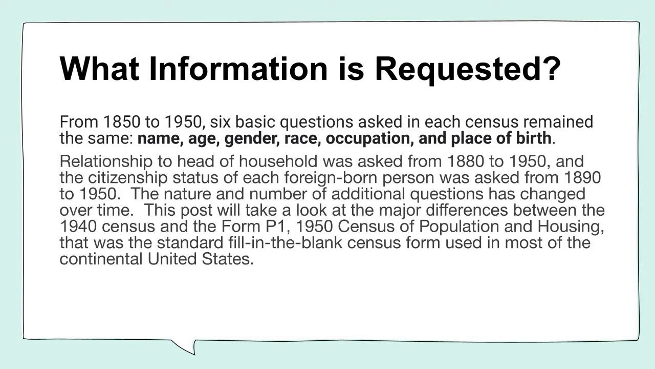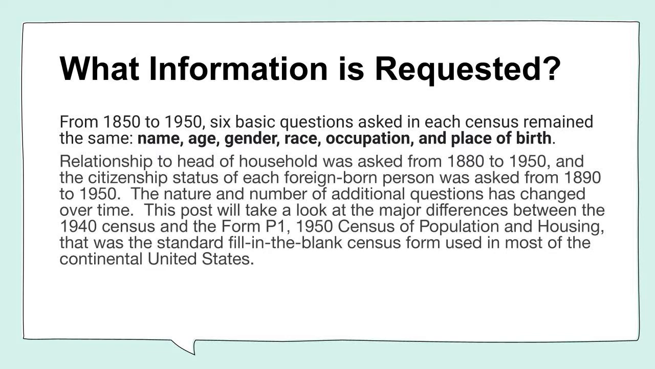Let's take a look at what kind of information is requested. Now, from 1850 to 1950, 6 basic questions were asked in each census: name, age, gender, race, occupation, and place of birth. Now, the relationship to the head of household was asked from 1880 to 1950, and the citizen status was asked from 1890 to 1950. And the nature and the number of additional questions has changed over time.